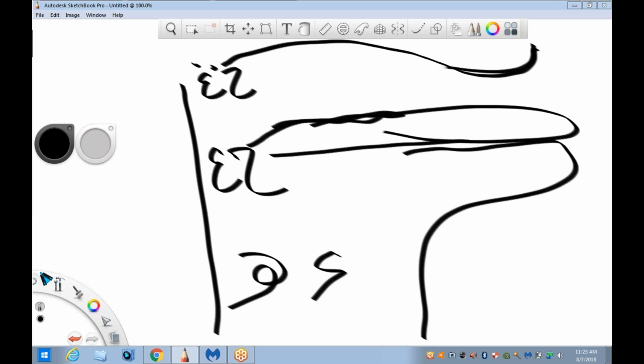We have here three makhraj, not six. We have six letters and just three makhraj. Two letters, in every makhraj there are two letters.